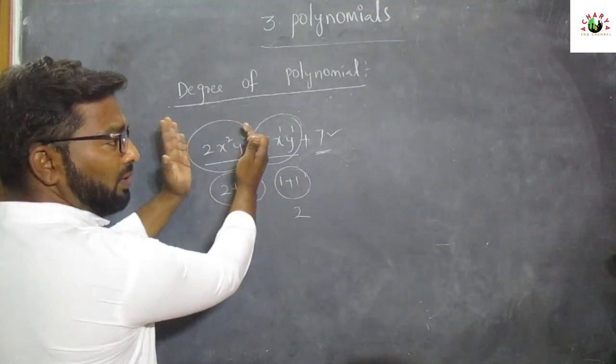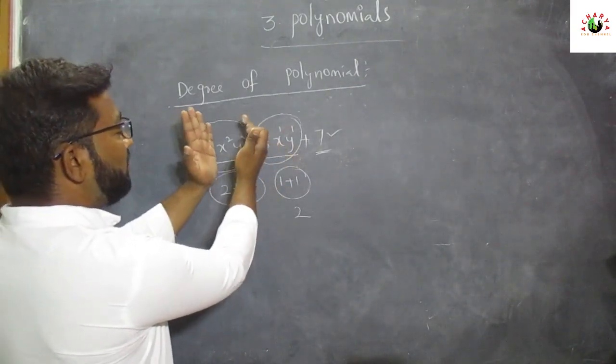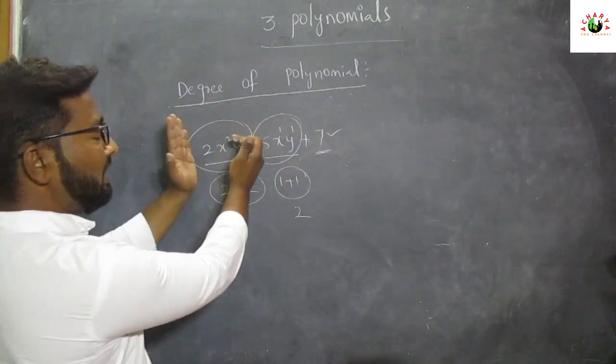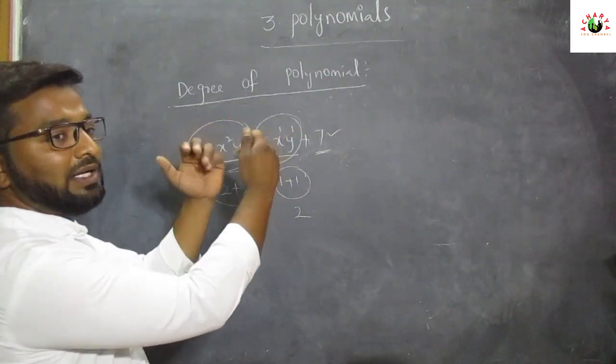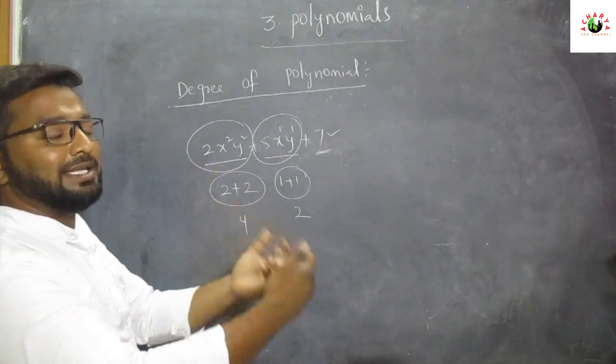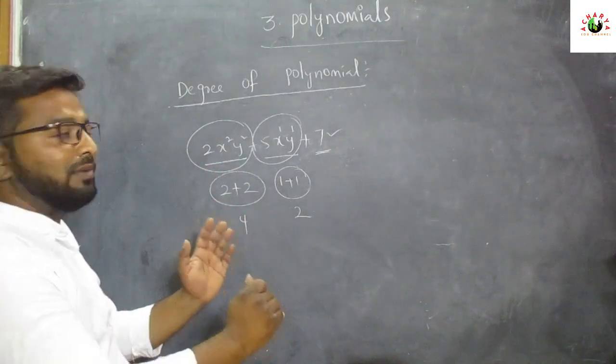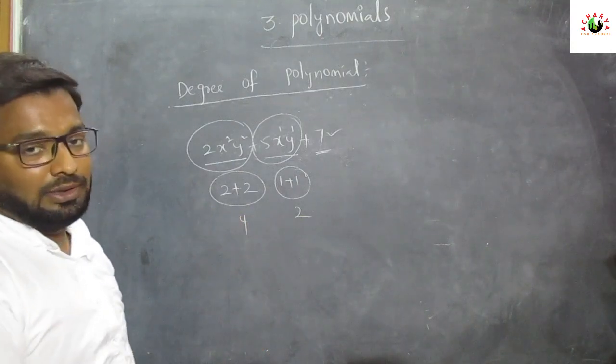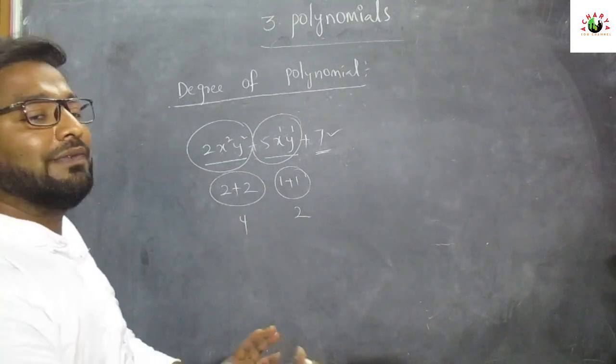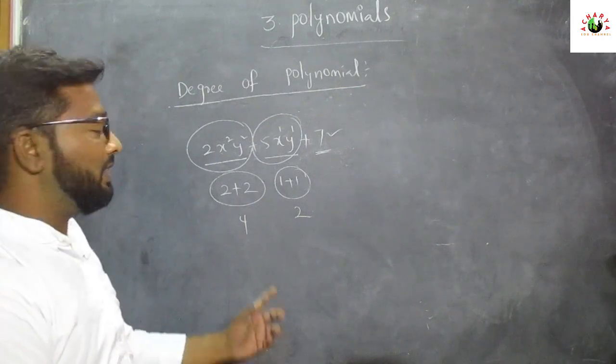This is total one term only. Don't add 2 plus 2 plus 1 plus 1. Only one term. We should add the powers of the different variables. The highest power, the sum of the powers of the variables, is called the degree for different variables.